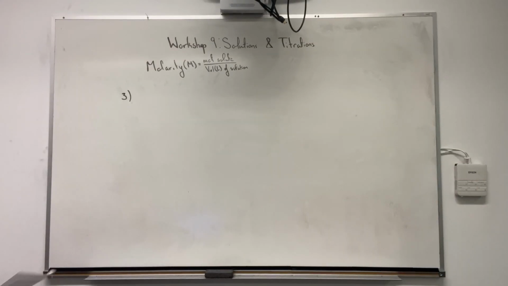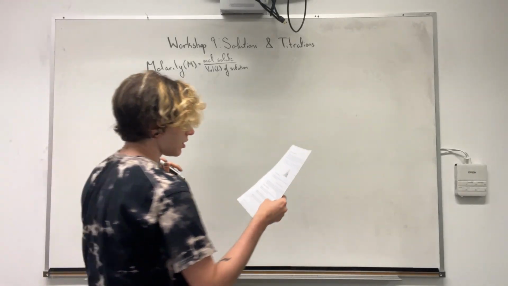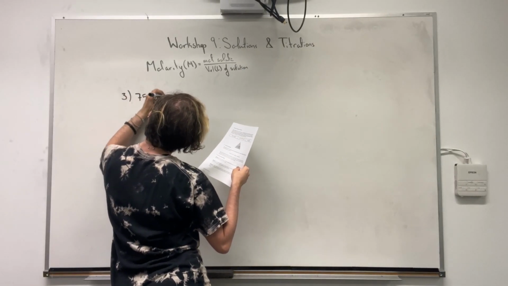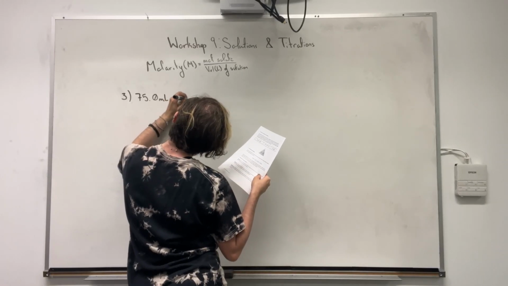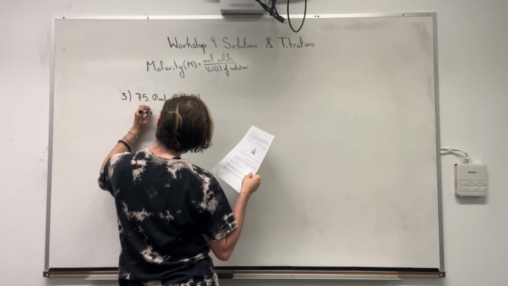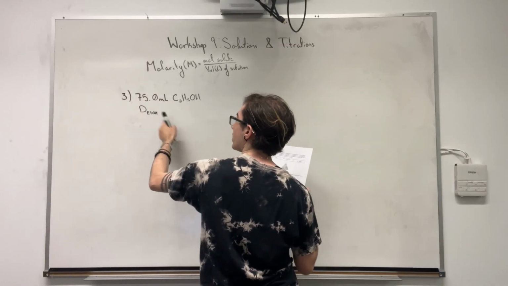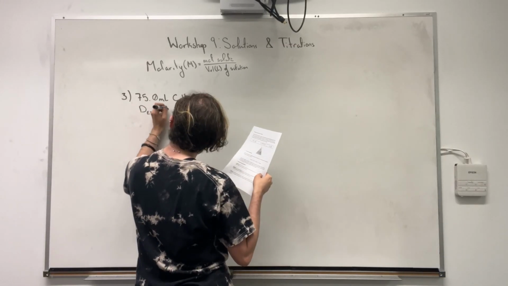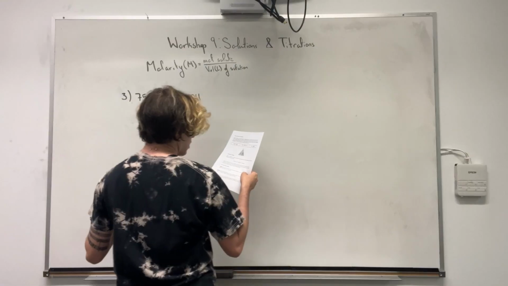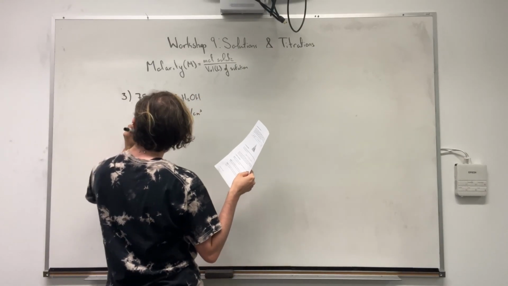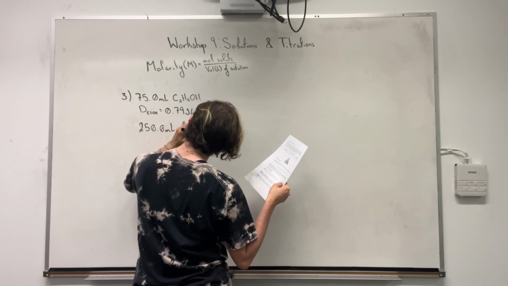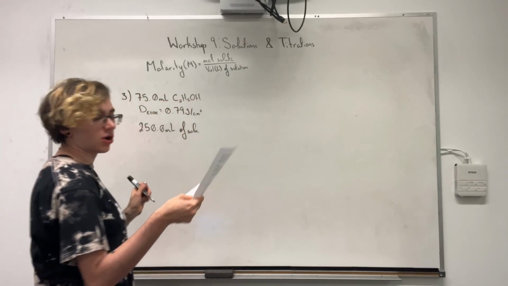On to our last example, finding molarity. Question 3, so the solution of ethanol in water is prepared by dissolving 75 milliliters of ethanol, C2H5OH, with a density, I'm going to write density of ethanol, of 0.79 grams per cubic centimeter, in enough water to make 250 milliliters of solution. What is the molarity of ethanol in this solution?